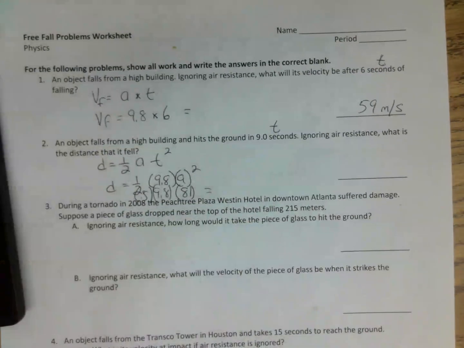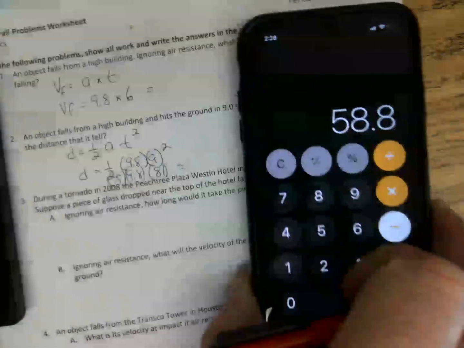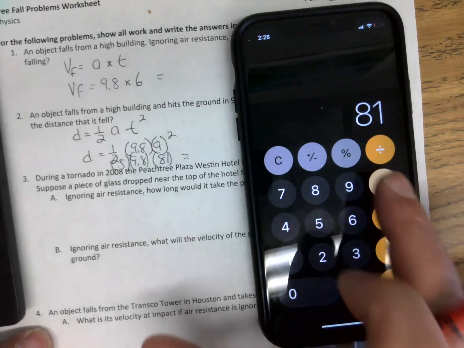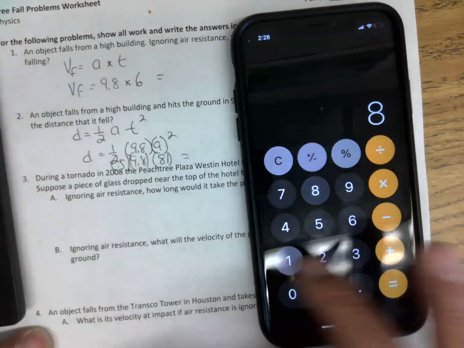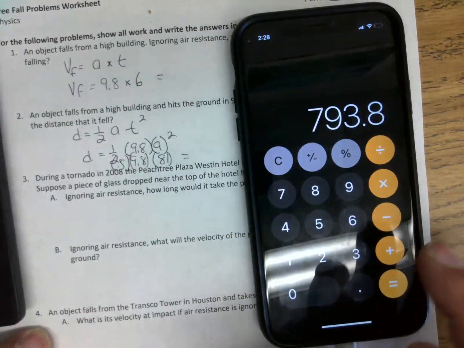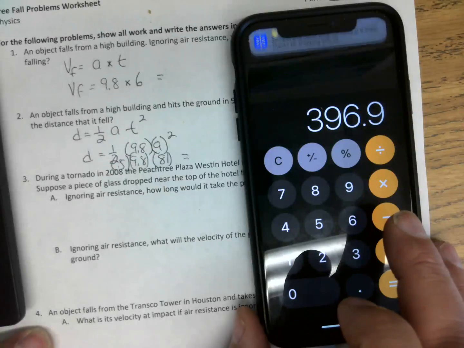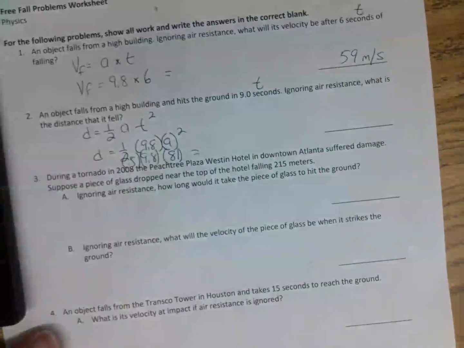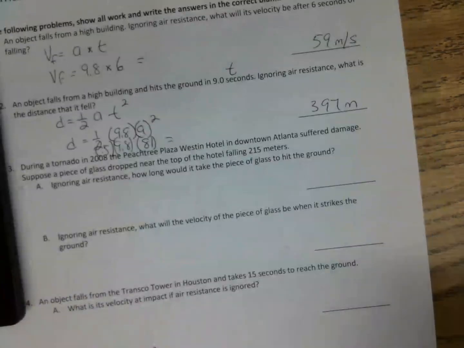So if I do all the math, put this in my calculator, it's 81 times 9.8. That's not right. 81 times 9.8 gives you that. And if you times it by 0.5 or divide by 2, it gives you 396.9. That's going to give us 397, let's say. So that's 397 meters. Okay, that's that.